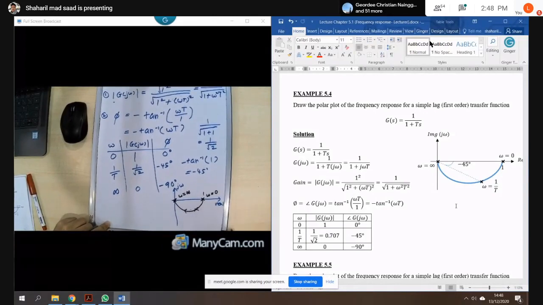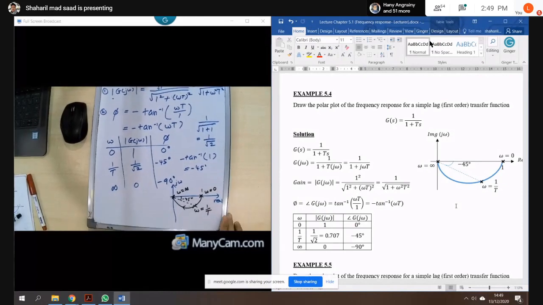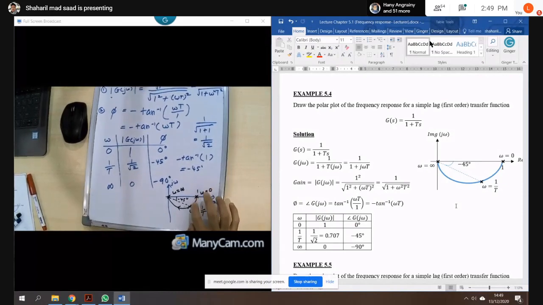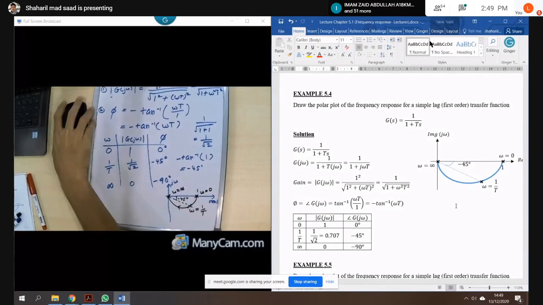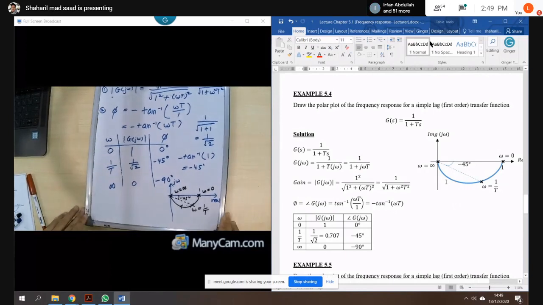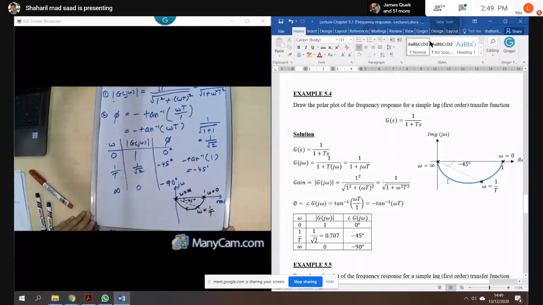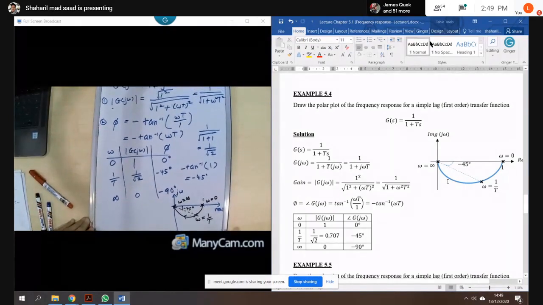For the minus 45 degrees, this one is omega equal to 1 over T. Right? So you will see this kind of graph. Okay. So far, do you have any question about it? No? I'm going to go to the interesting part. Okay. I think you will like it. Any question? No? Okay.